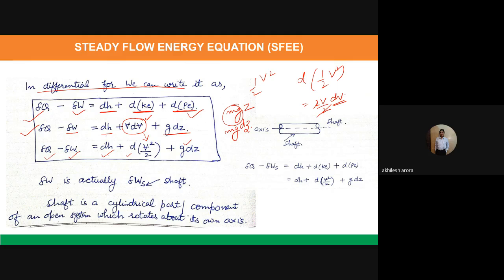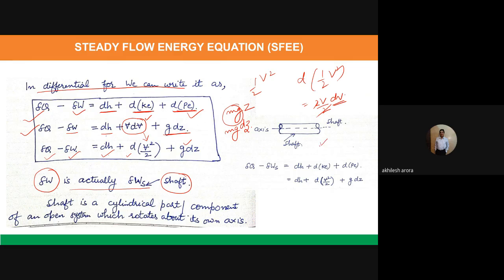Now there is one important thing that I would like to tell you. This work delta w is actually delta Ws, that is the shaft work. So in an open system, we will always get work when there is a shaft in the system. If there is no shaft, we will not get the work. So what is a shaft? You should know what is a shaft.